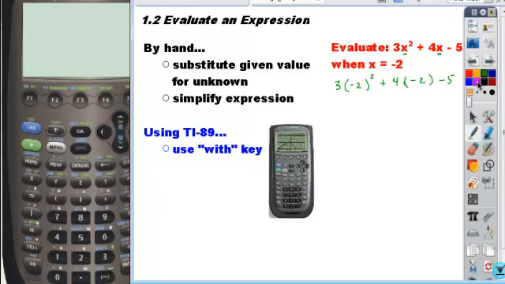And then I'm going to evaluate. I'm going to simplify my expression like I just did in the last slide. So using order of operations, we square the -2, which is a 4. 4 times 3 is 12. Then here we have a 4 times a -2, which is -8. And then here we have a -5.